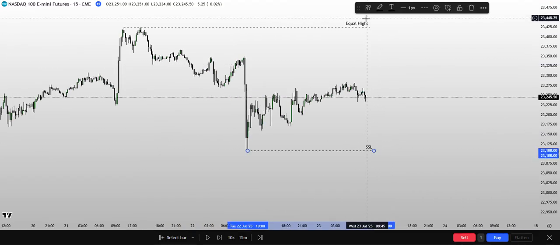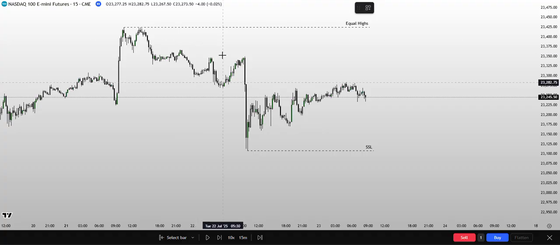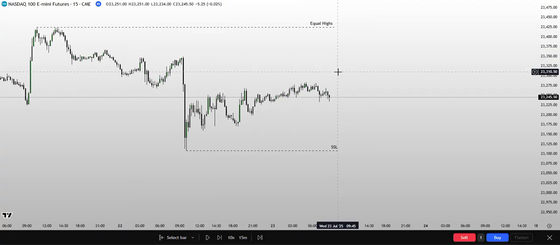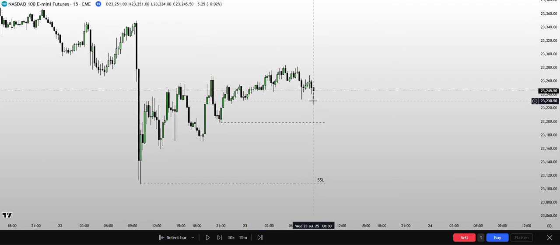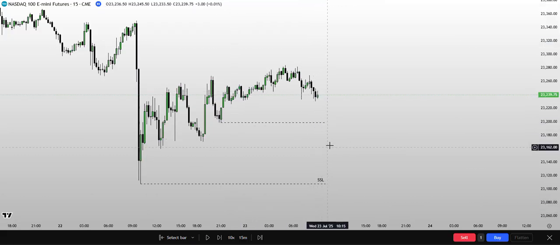Sell side here. Sweep was done. We do have equal highs though, but in my eyes, the liquidity here just looks much nicer. So I'd like to see manipulation above, ideally, and then a move to the downside. So maybe come and take these equal highs here, and then a move to the downside after.